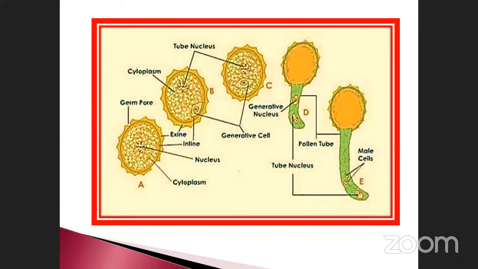Here, what happened? The single nucleus, which nucleus? The generative nucleus divided into male cells, otherwise called male gametes. This one is called the tube nucleus. The tube nucleus gives guidance for these two male cells.